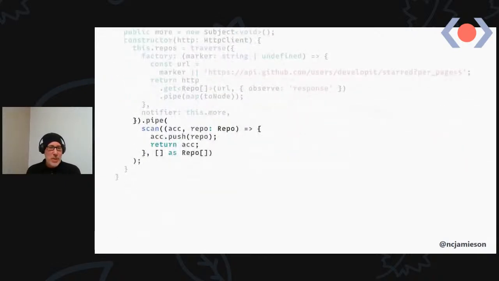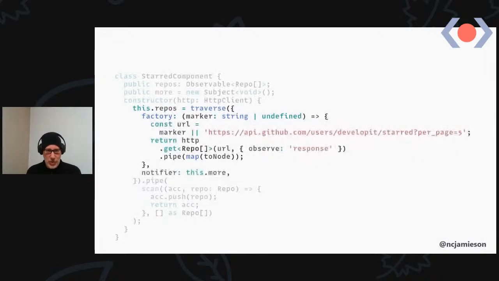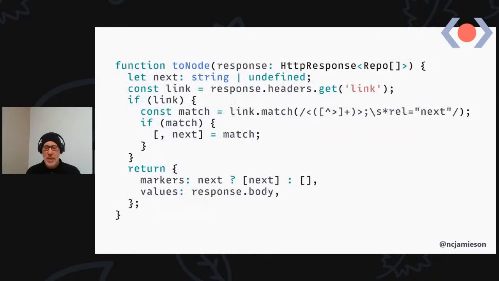Down the bottom, we've got this bit that we will come back to. It's going to take the results and turn them into an array, because Traverse, when it chunks through these, retrieves each page and then emits a repo. So Traverse is going to be emitting a stream of repos, and the scan down the bottom turns those into an array for our list.